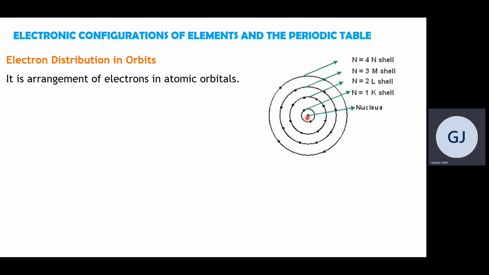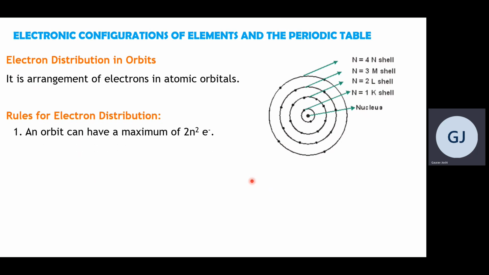In the center we have the nucleus, and from the nucleus outward we have different types of shells. For example, the inside shell is called the K shell, then we have the L shell, then the M shell, then the N shell. In these shells the electrons are filled. So how do we have to fill the electrons? Is there any principle for that? Is there any formula for that? Yes, we do have a formula for this.